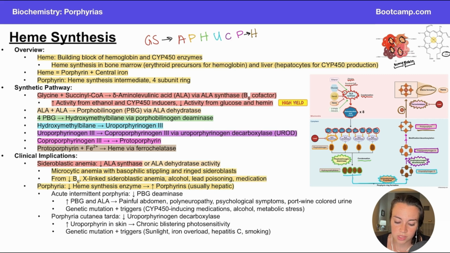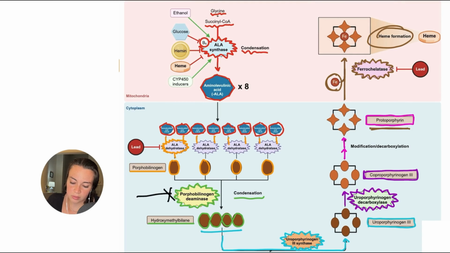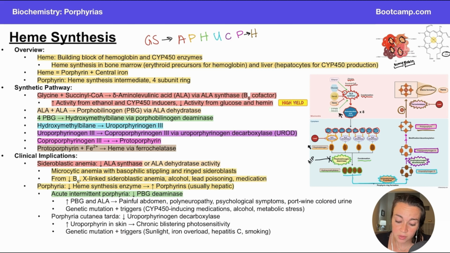The first one is called acute intermittent porphyria, and this is a deficiency in PBG deaminase. So if we knock out PBG deaminase in acute intermittent porphyria, we'll get a buildup of some of these upstream intermediates like PBG, porphobilinogen, and ALA. And the buildup of these things leads to a painful abdomen, polyneuropathy, psychological symptoms, as well as a characteristic classic port wine-colored urine. All of the P's associated with AIP.